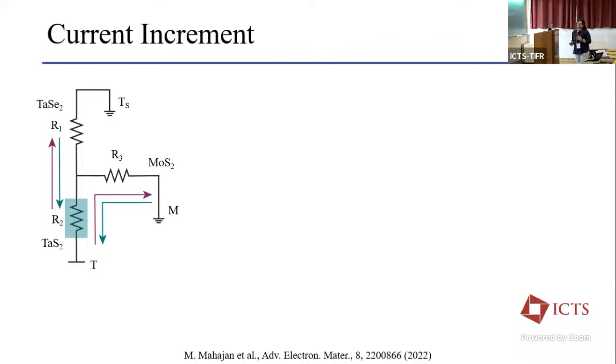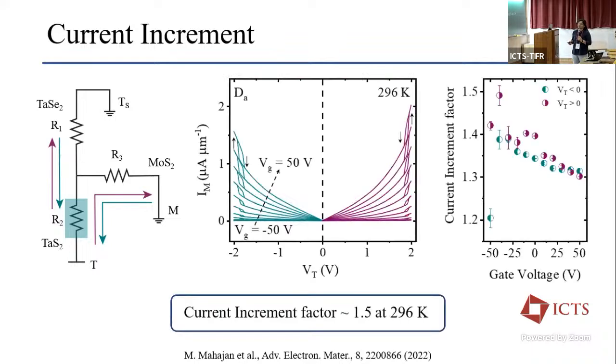Now, interestingly, if we change the biasing conditions and apply the bias at TaS2 instead of TaSe2, we saw a current increment. The only difference is that when we apply high bias, the TaS2 current changes abruptly, and it will simultaneously increase the current in the MoS2, because now the total current is going through R2 instead of R1. So we got a current increment factor as high as 1.5 at room temperature.